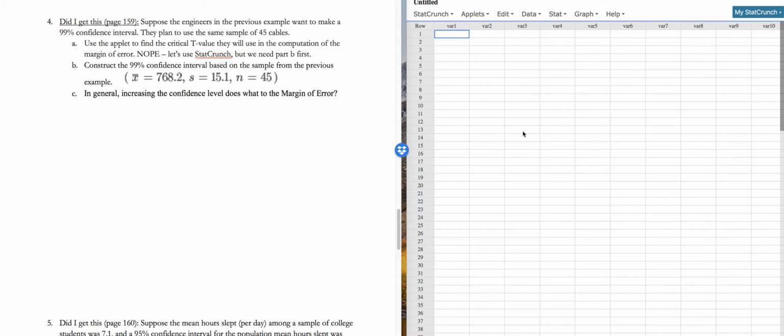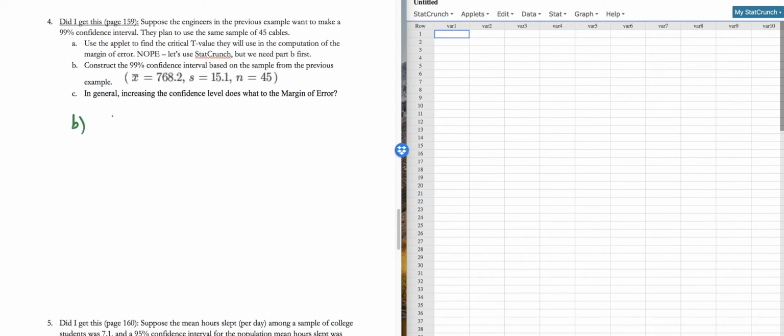So part A says use the applet to find the critical t-value they will use in the computation of the margin of error. We're going to go ahead and answer that question, but we're going to use StatCrunch, not the applets that they're using in OLI. We have access to StatCrunch. It's a very powerful data analysis tool, so we're going to use that. So let's move on here to part B first.